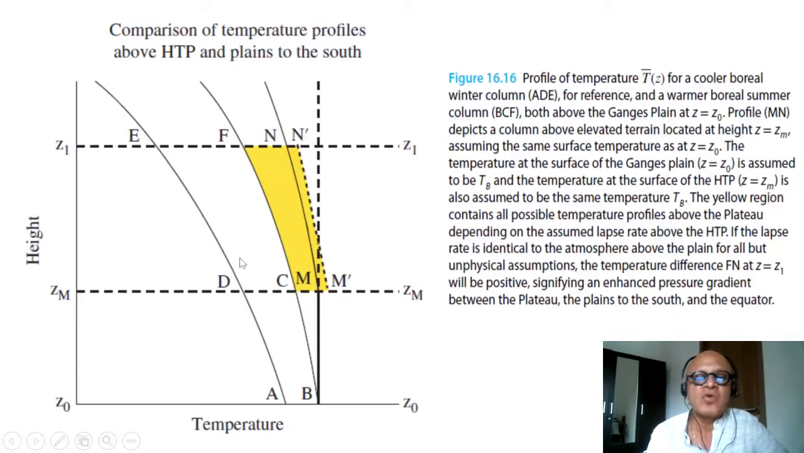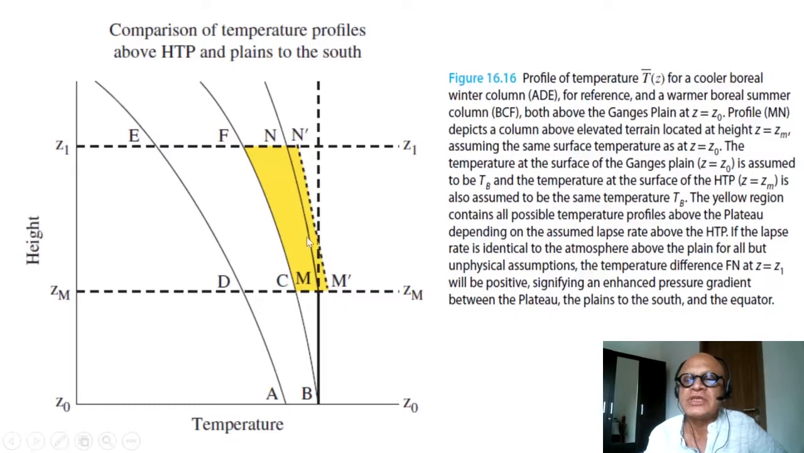But what is happening over the Tibetan plateau? You assume that the temperature at the surface is similar to that over the Ganges plain, and then you look for solutions over the height above the Tibetan plateau, where the plateau is located. So you are basically trying to see how different the profile is because of the heating and the latent heat release, and then what the consequences are.